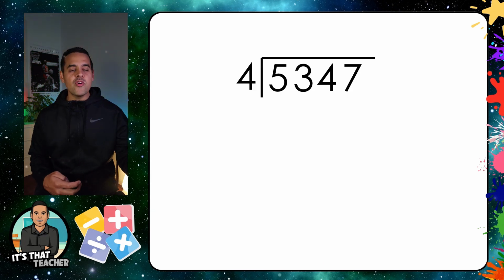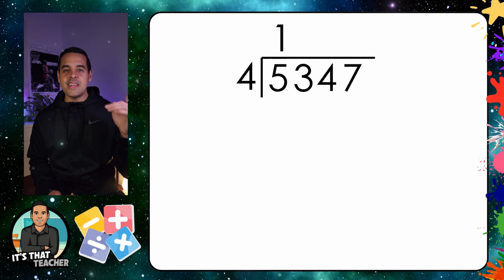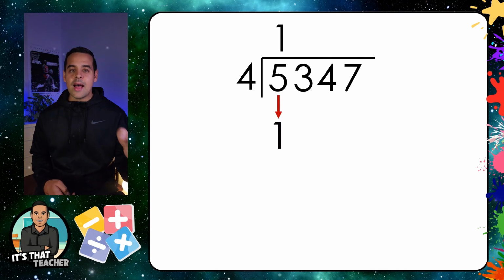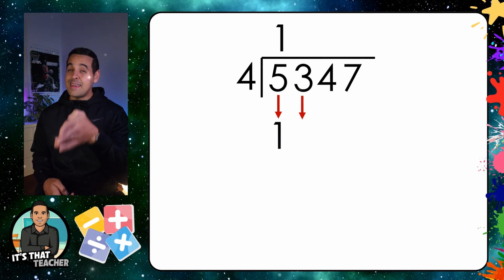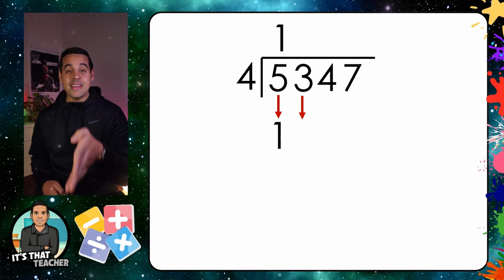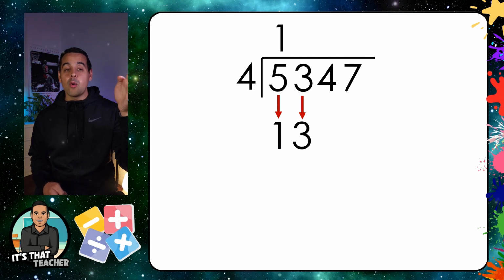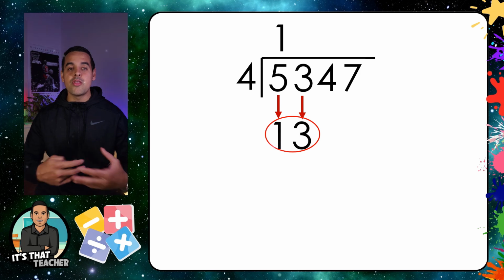Now, our first question, 5,347 divided by 4. How many 4s can fit into 5? That would be 1. Now, with long division, we bring down the remainders, just like this. Now, we use whatever number comes next in the question, which would be the 3 in the hundreds column. We bring down next to our remainders, creating a new number, 13.